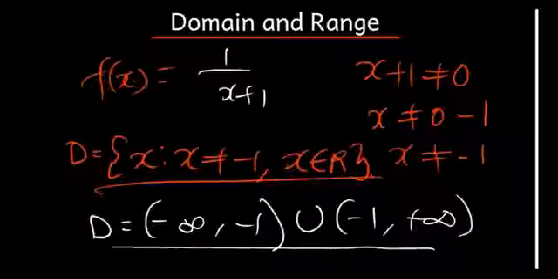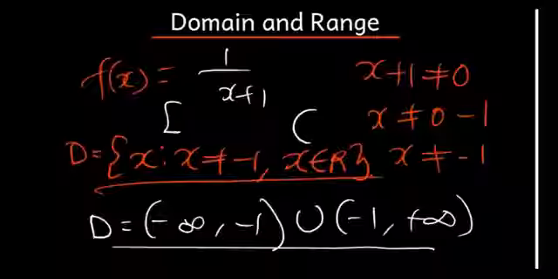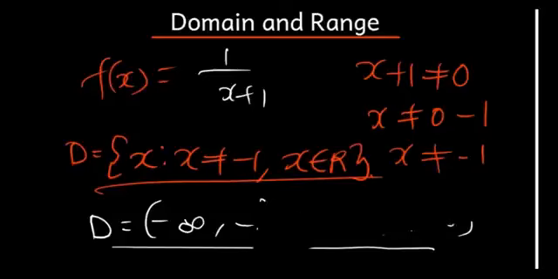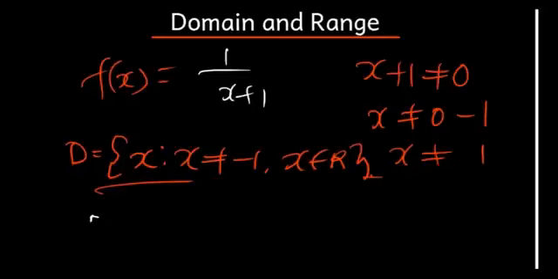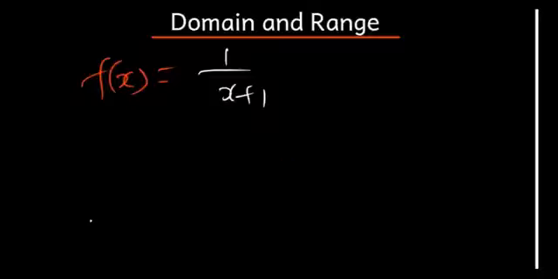That's the reason why I'm using open. The moment I use close, it means it is included, so it's not included. Now how do we find the range? The range, these are the values of y. Now to find the range, you need to find the inverse of this function. Once you find the inverse, the same method which we used to find the domain is the same method which we are going to use to find the range.